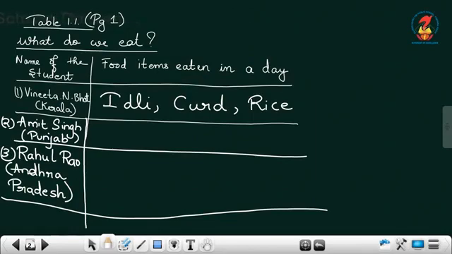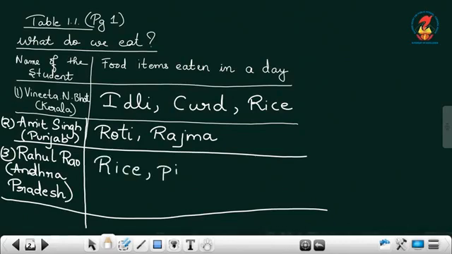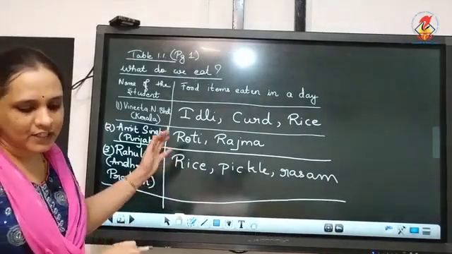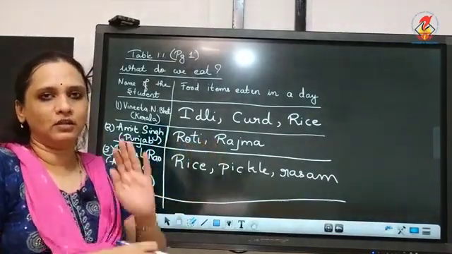Second, there is a person from Punjab. What does he have in his day? Roti, rajma, etc. Third person is from Andhra Pradesh. He has rice, pickle, rasam, etc. So you can see there is a variety of food items available in a day.